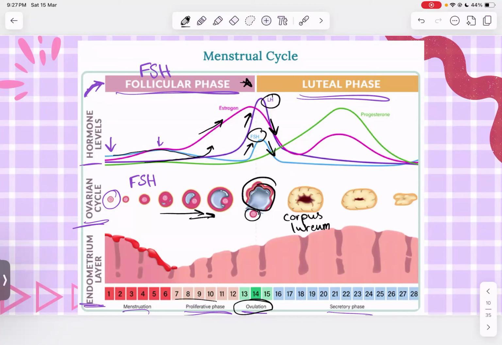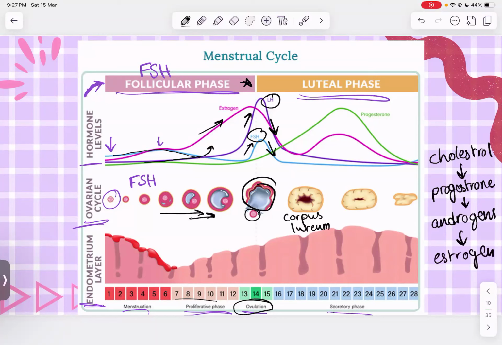And we all know, I'm pretty sure, that cholesterol brings about progesterone, right? Yeah, progesterone. And progesterone brings about androgen. Lastly, androgens can release estrogen. Okay, with that in mind, we can understand this better.